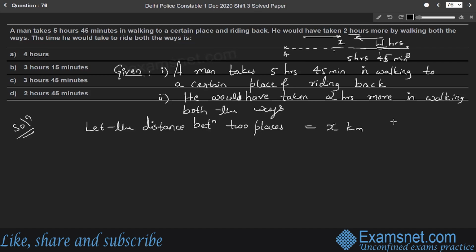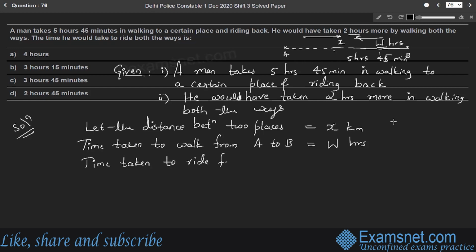So here W represents time taken to travel from A to B by walking. Right. So time taken to walk from A to B be W hours. Right. And time taken to ride from B to A be R hours. So here R represents time taken to ride, right?